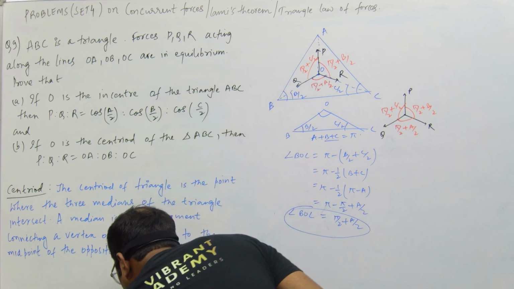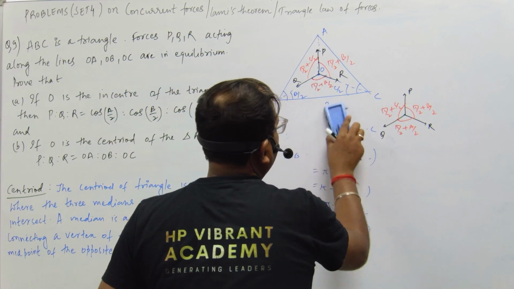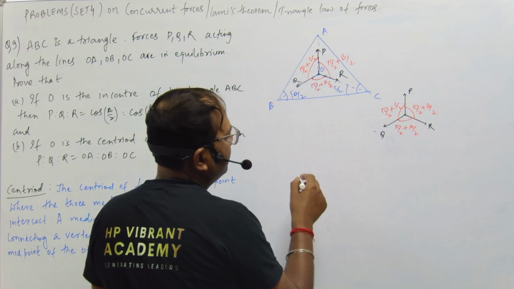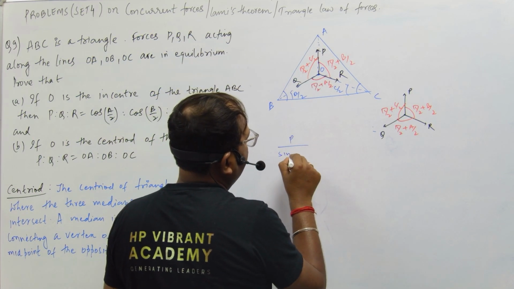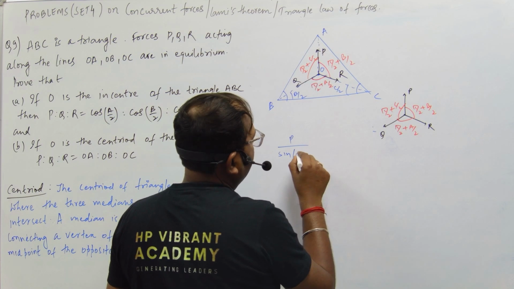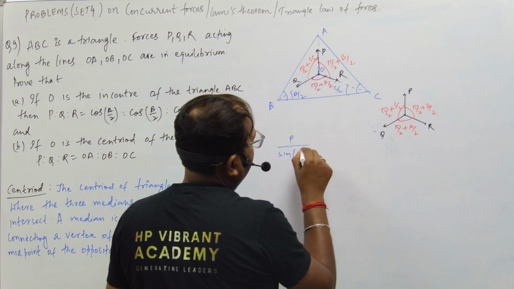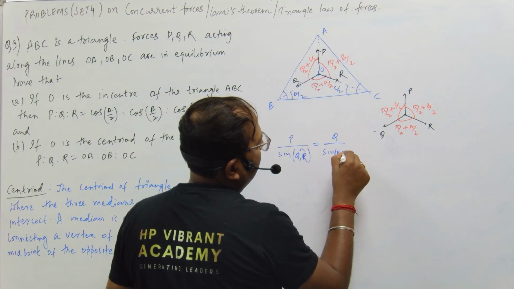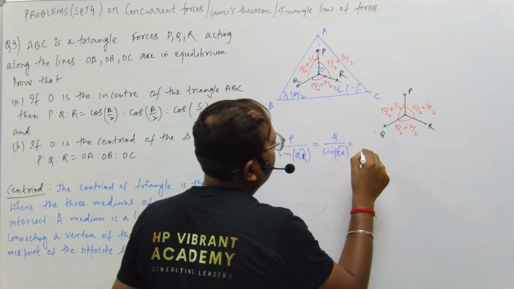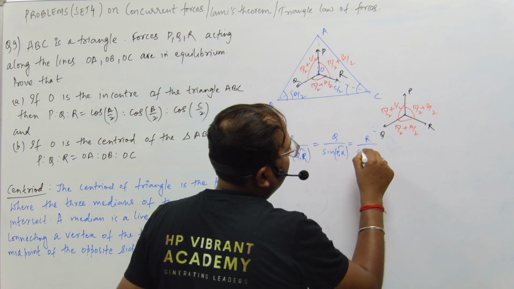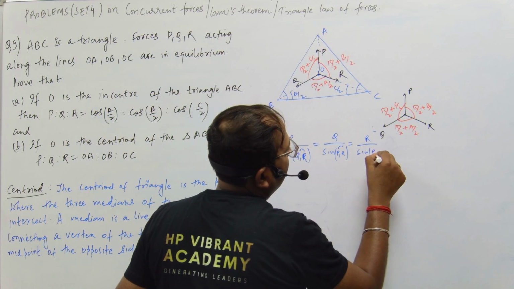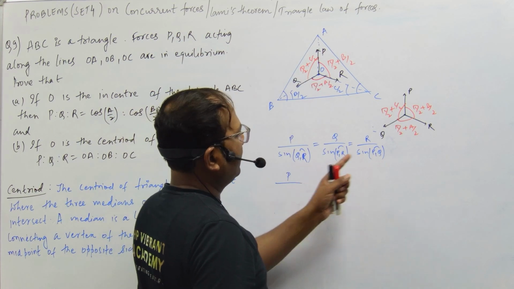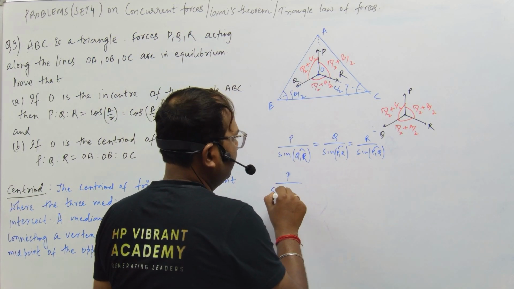So on applying Lami's theorem, let us apply Lami's theorem. We have P upon sine of angle between Q and R is equal to Q upon sine of angle between P and R is equal to R upon sine of angle between P and Q.